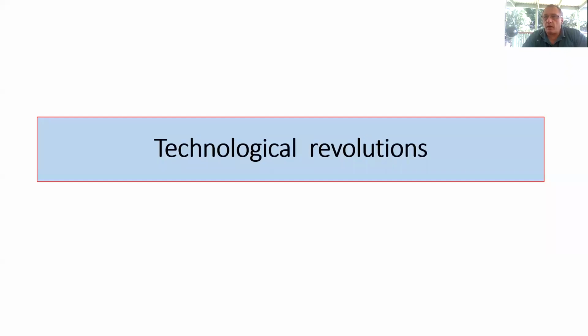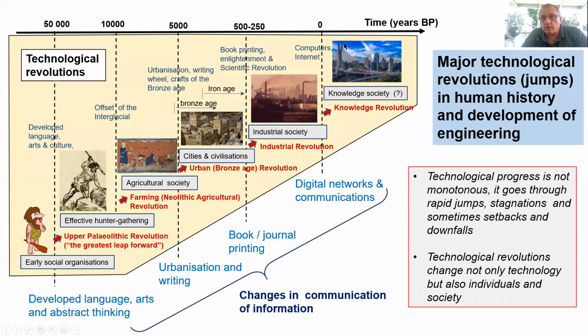The second topic today is major technological revolutions in human history. First of all, technological progress is not continuous. It has significant jumps which are separated by periods of relatively slow development, sometimes stagnation, and sometimes even decline. So far, we had four major jumps, four major technological revolutions.